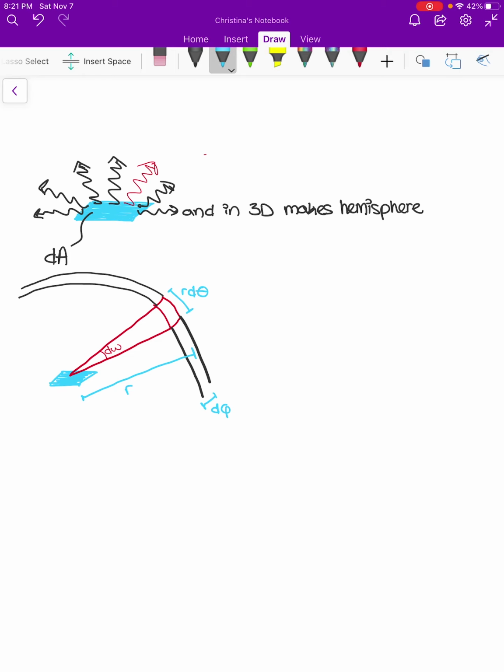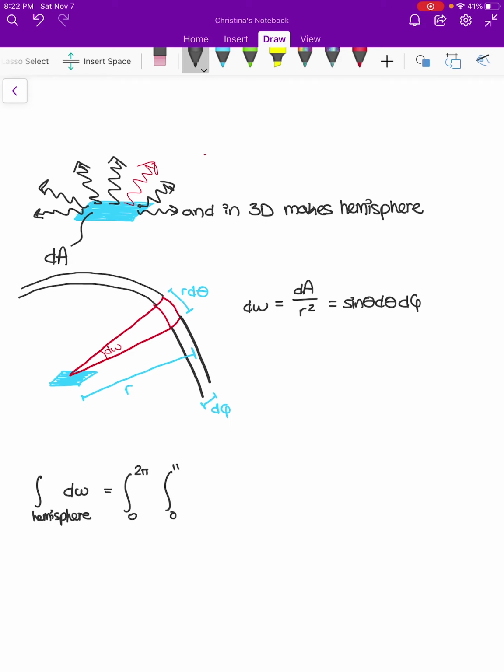Based on this drawing, we want to solve for d omega. D omega is called the differential solid angle, and it is defined as the following. The solid angle has units of steradians, which is the spherical equivalent of radians. And for a hemisphere, the integral of d omega is the following.